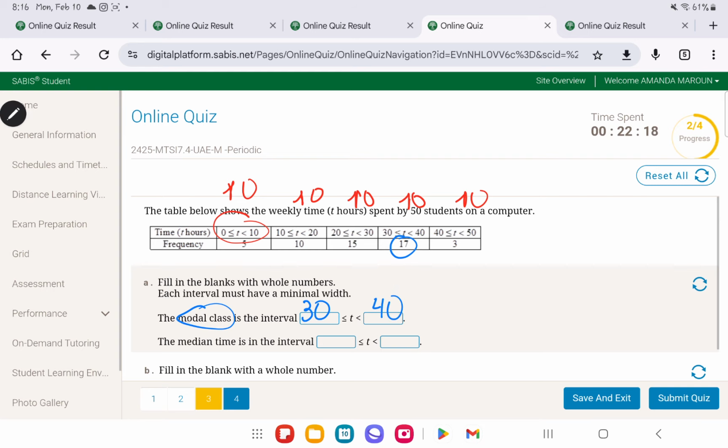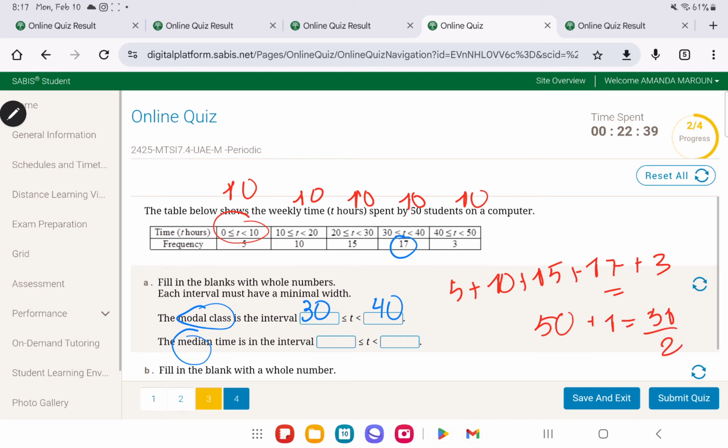Okay, now the median time, again, how would we find the median in the tables? We will add all of the frequencies. So 5 plus 10 plus 15 plus 17 plus 3. You add them all on the calculator. You will get an answer of 50, but do not forget to add 1. So 51 divided by 2. This will give us an answer of 25.5.